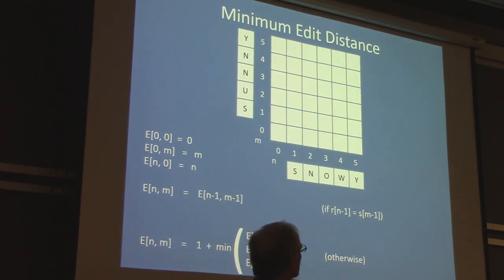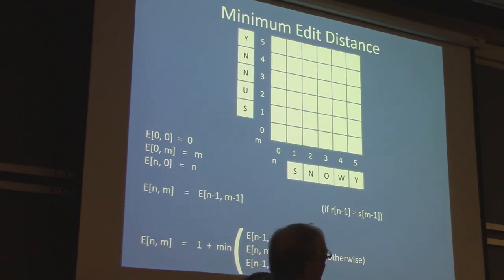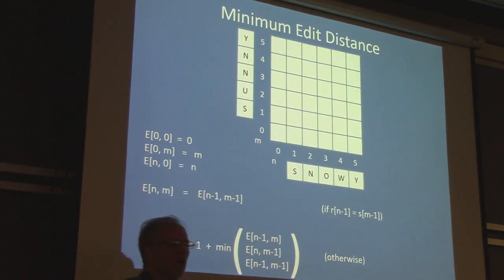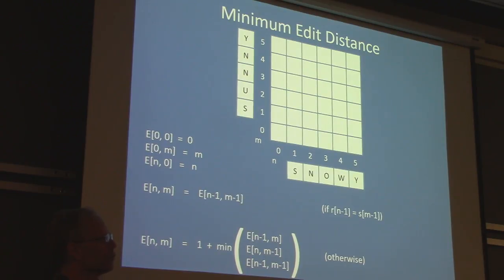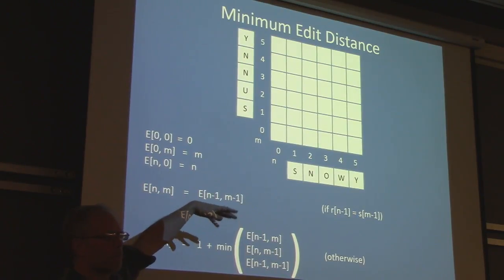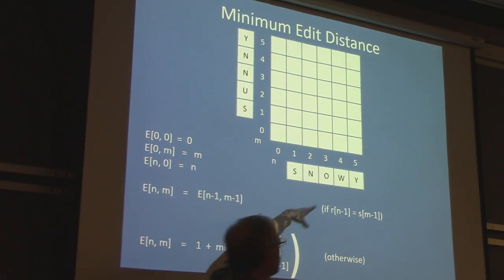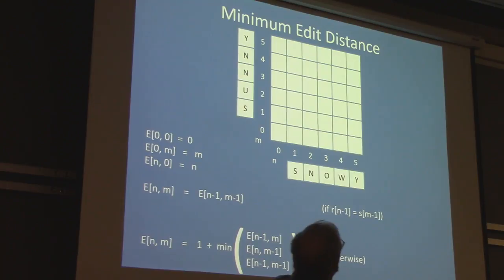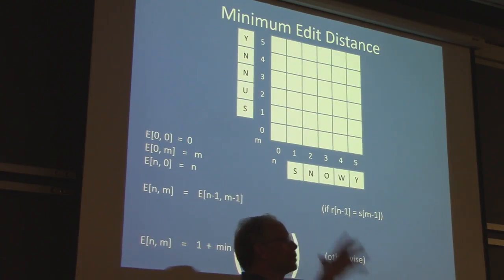Now let's see how it works. Take that one in the upper right corner. Forget about what particular strings are. No matter what, what can you say? What squares does the upper right corner depend on?